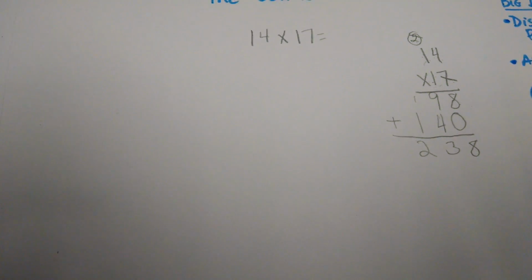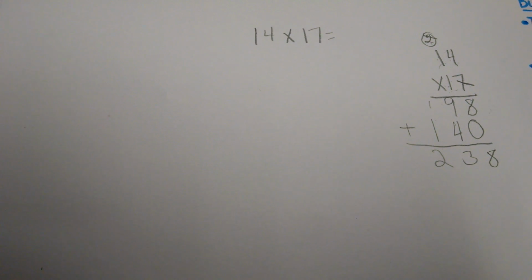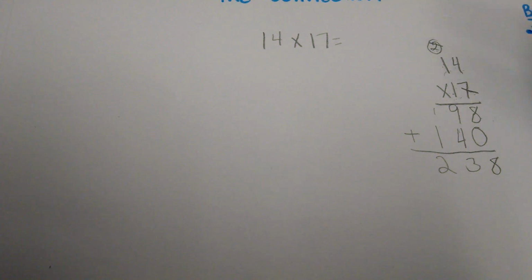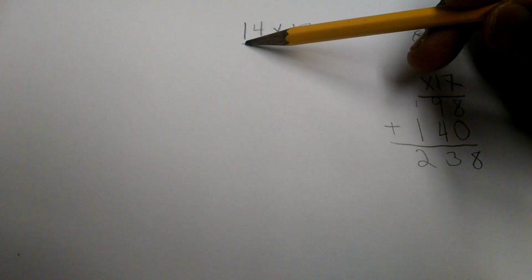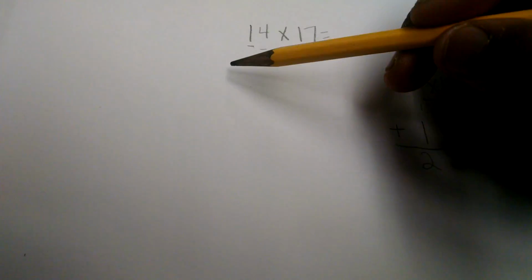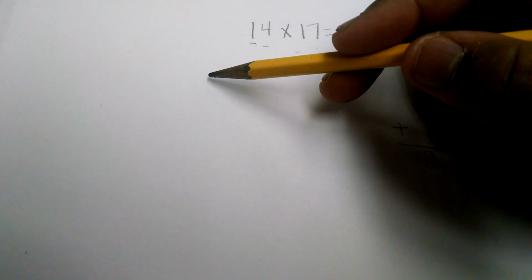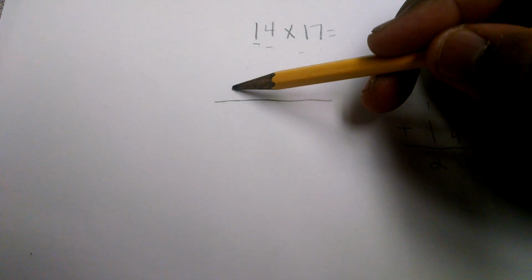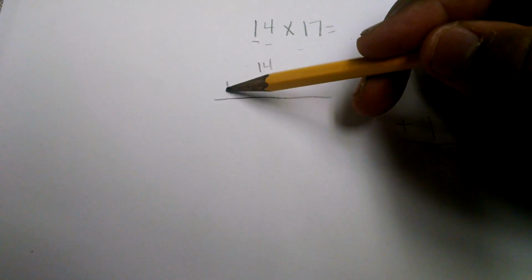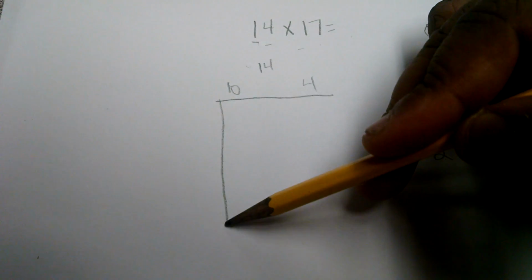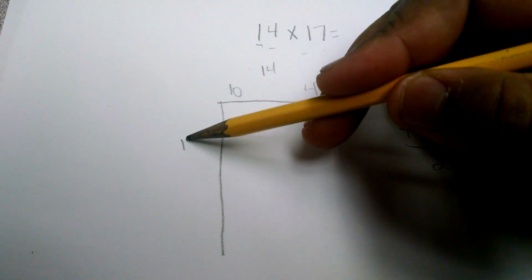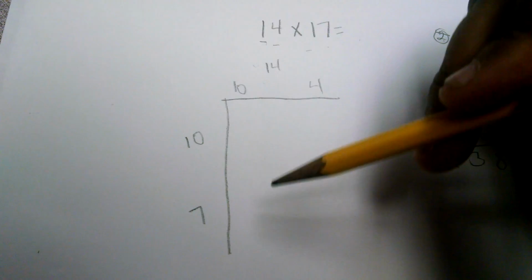Now, the algorithm is nice because it's fast, it's easy to use, it's simple. But when you're learning multiplication and you're studying place value, I want you to also understand that these digits have a value. So 14 is really 10 and 4 more. And 17 is 10 and 7 more.